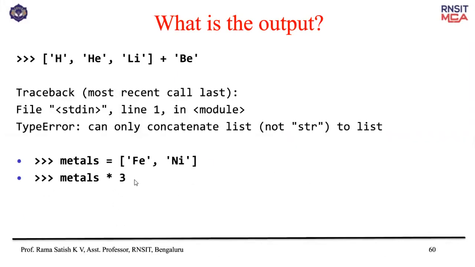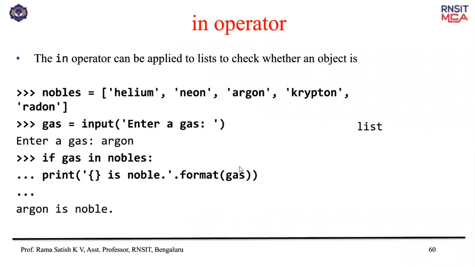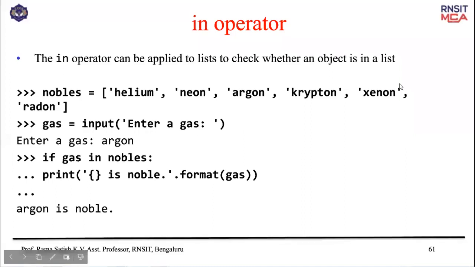Similarly, you can also use the times operator to do multiplication. If you do like this, with the list repeated 3 times, the list elements are added three times. Next, the in operator. The in operator can be applied to a list to check whether an object is present inside the list or not. So this is a membership operator.